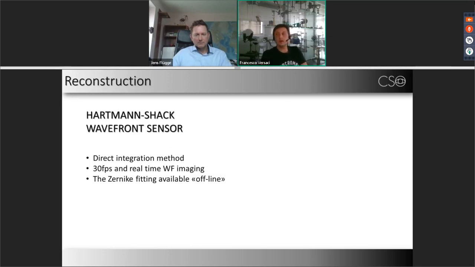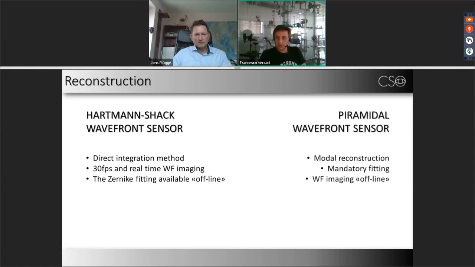Let's talk also about the way we use to calculate the wavefront in those two technologies. I just see that the titles are inverted with respect to the description. So what actually happens in the Hartmann-Shack is that we have to do a kind of model reconstruction. So we use a Zernike fitting or some kind of fitting, and we can achieve the wavefront image just offline.